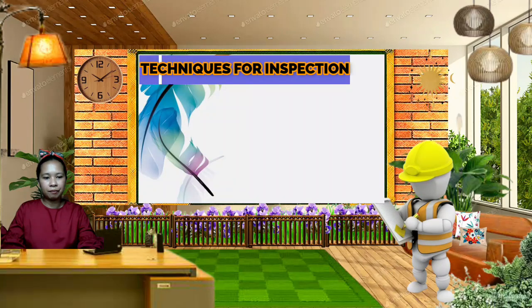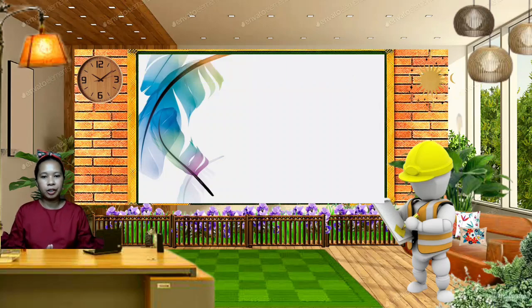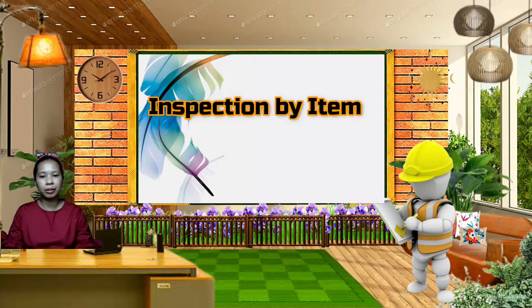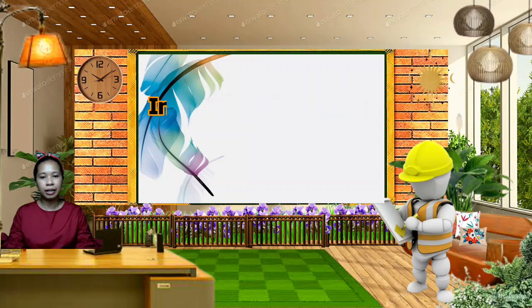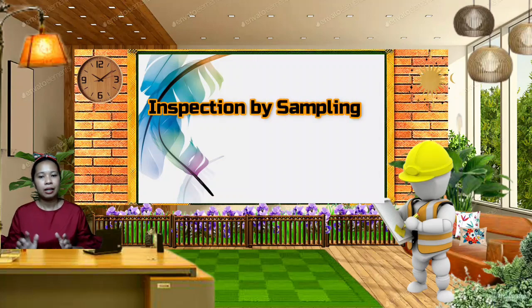What are the techniques for inspection? The first one is inspection by item. Individual items are checked in conformity with the requirements stated in the specification. This method of inspection is applicable but not limited to deliveries of equipment and fixed assets. Next is inspection by sampling. Sampling is a process of obtaining information about a group of data having a similar purpose or function, usually 10% of the total or lot delivery.